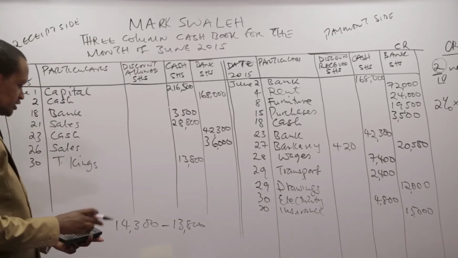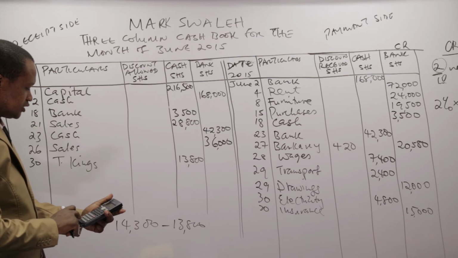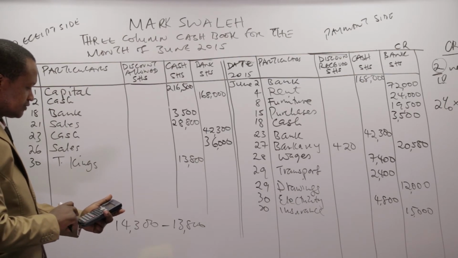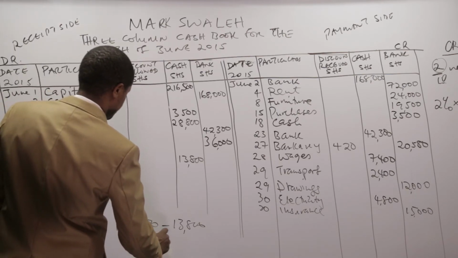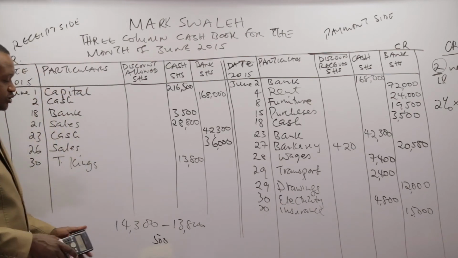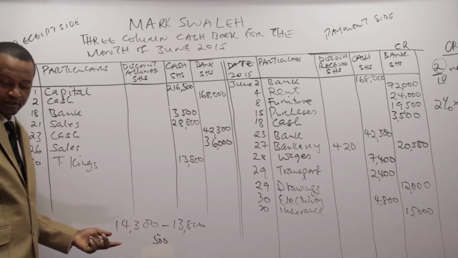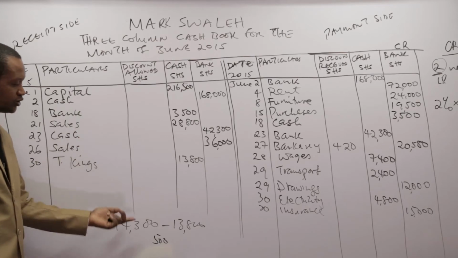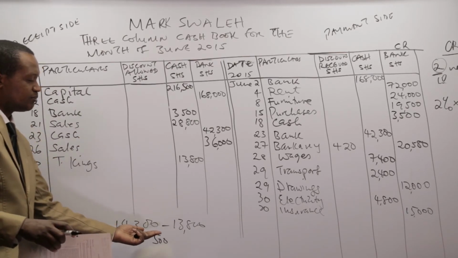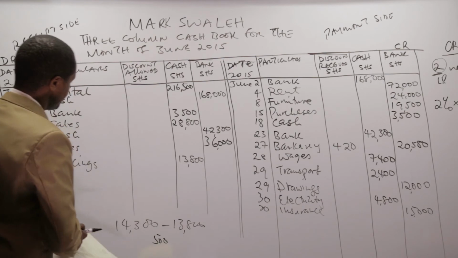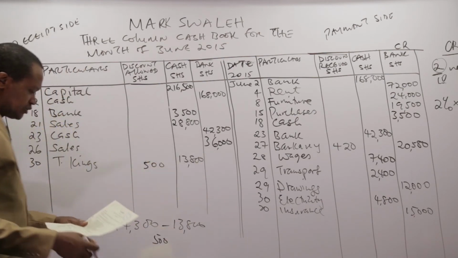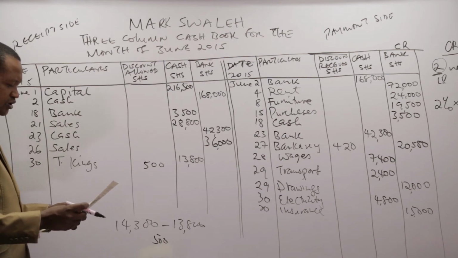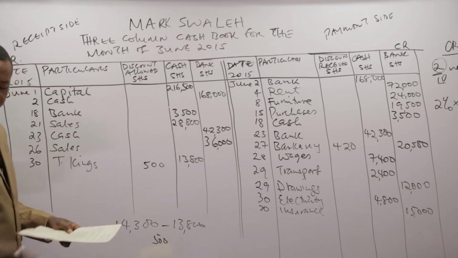So the discount in this case is equal to 14,300 minus 13,800, which is equal to 500 shillings in full settlement. He was supposed to pay 14,300, but Max Wale allowed him to clear his account by paying 13,800, which means the difference is the discount allowed. He allowed a discount. And that is the last transaction on that date, on 30th.